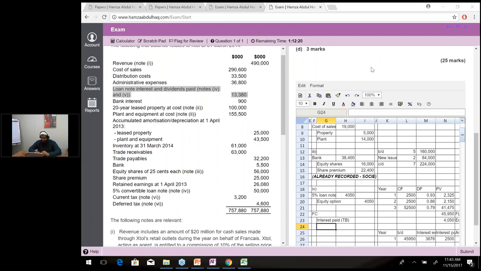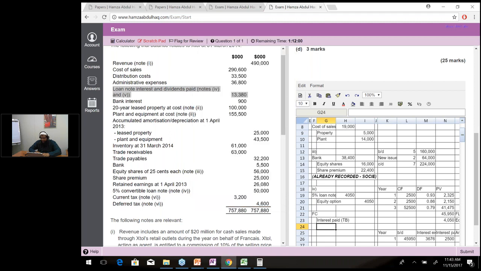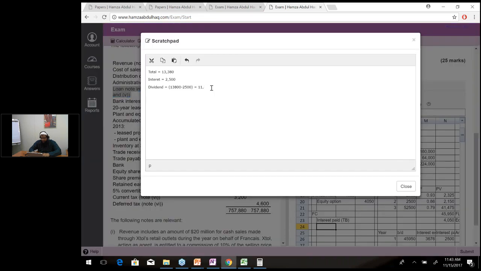Thank you, Neeraj. Okay, Smita is saying 10880. Let me check again. 13,380 minus 2,500 is 10880. Yes, Smita is right. So it's 10880. So this is the amount of dividend. Actually, I've written an incorrect value over here. It's 13380. Okay, so 10880 is the amount of dividend.